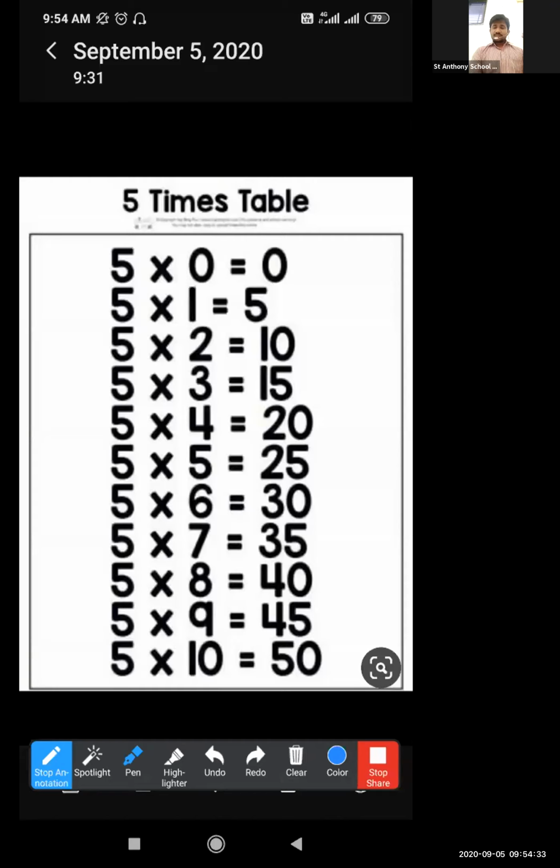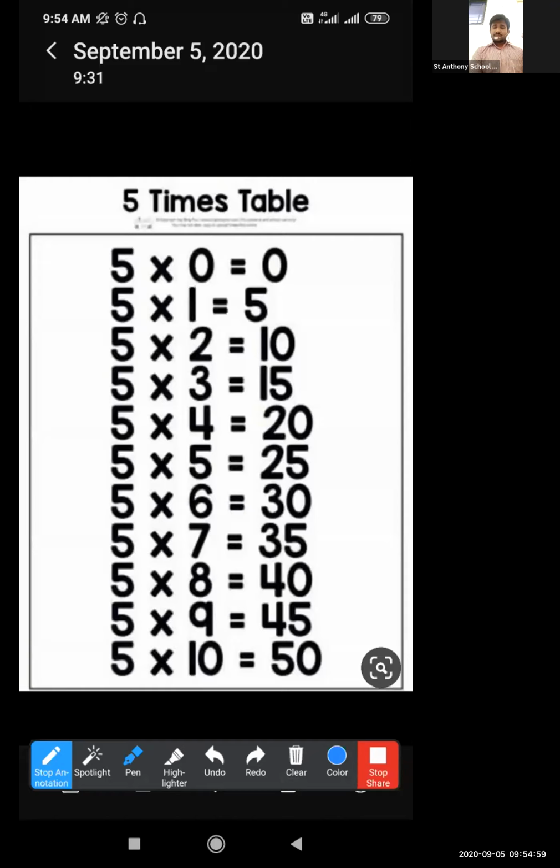Add 5 six times, then you will get the answer 30. That means 5 multiplied by 6 is 30. 5 into 7, or 5 multiplied by 7, the answer is 35.